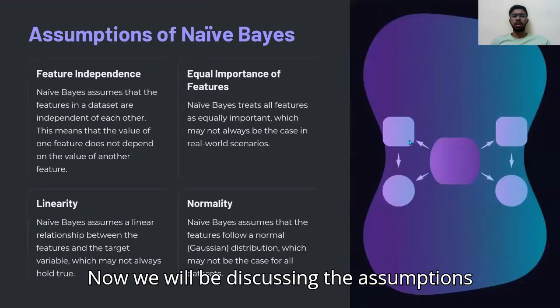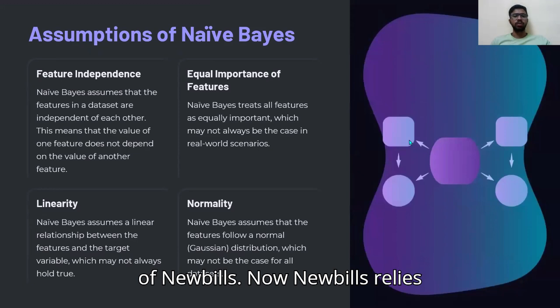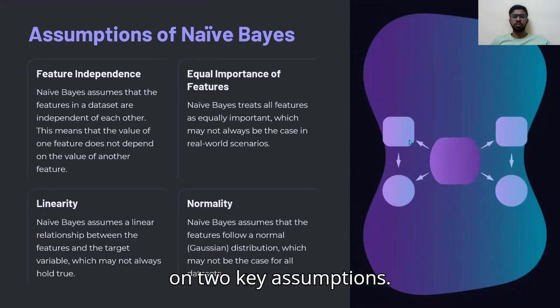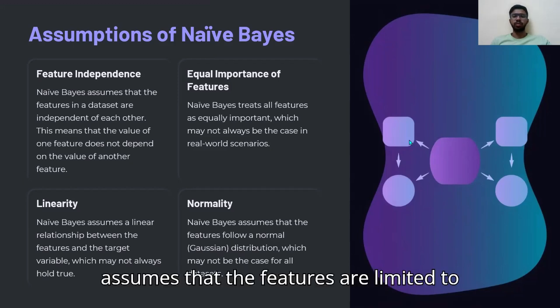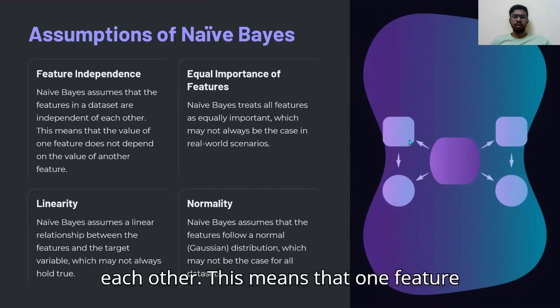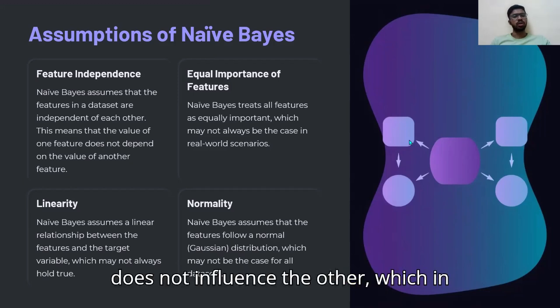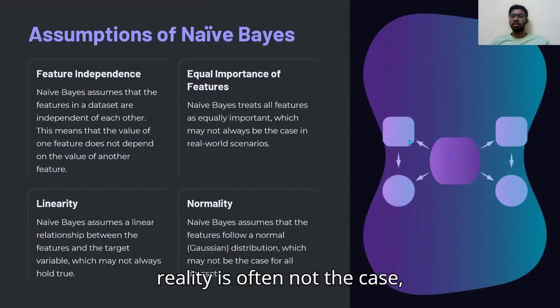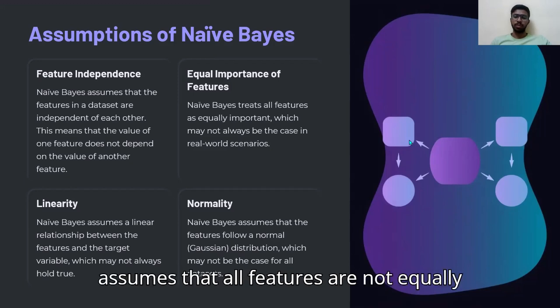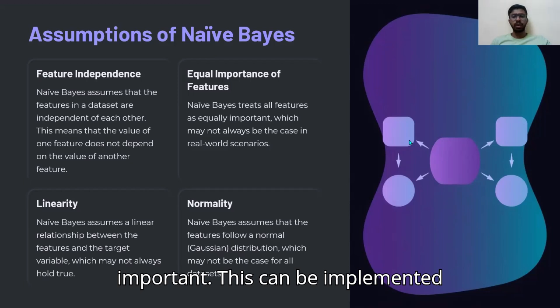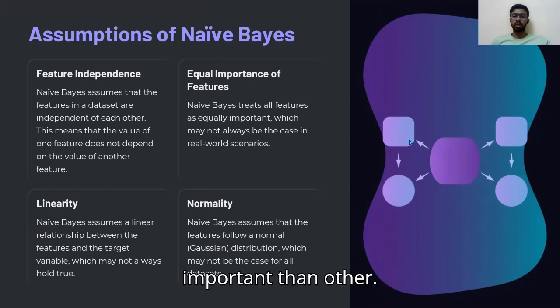Now we will be discussing the assumptions of Naive Bayes. Naive Bayes relies on two key assumptions. Feature independence: first, it assumes that the features are independent of each other. This means that one feature does not influence the other, which in reality is often not the case, but Naive Bayes still works surprisingly well. Equal importance of features: Naive Bayes also assumes that all features are equally important. This can be a limitation, especially if some features are more important than others.